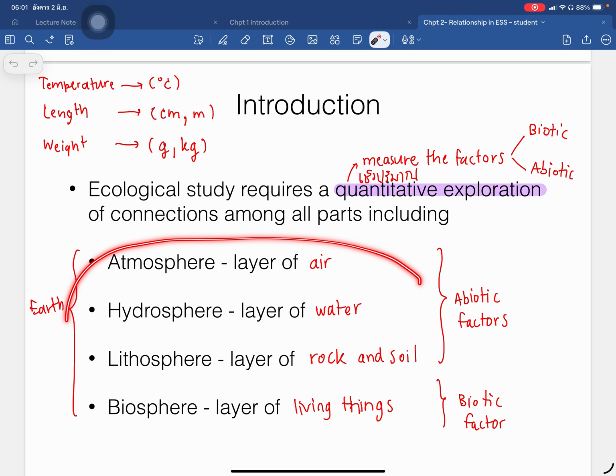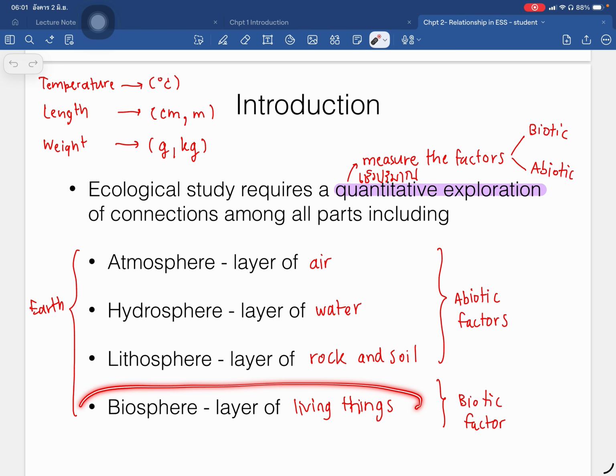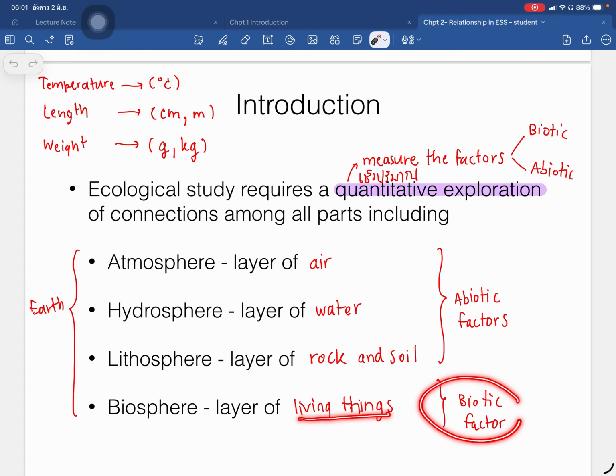The first 3 layers belong to the abiotic factor. And then we have the biotic factor. The biosphere is the layer of living things that relates to the biotic factor.